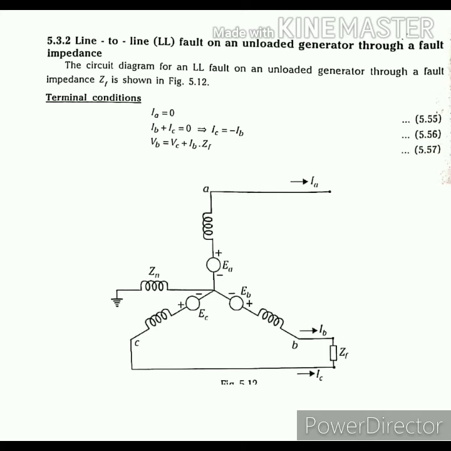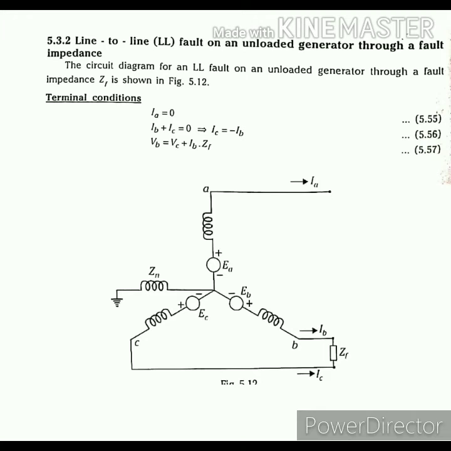Here also, to get the terminal conditions: before the fault IA will be 0, IB will be 0, IC will be 0, but after the fault, if you consider the fault current IF to be equal to IC, then we know IC is equal to minus IB, that is equation 5.56, and therefore we can calculate the voltage across phase B as equation 5.57, VB is equal to VC plus IB into the fault impedance ZF.